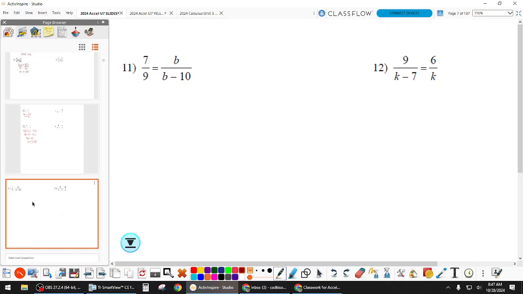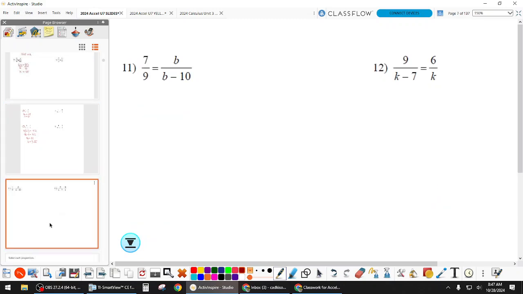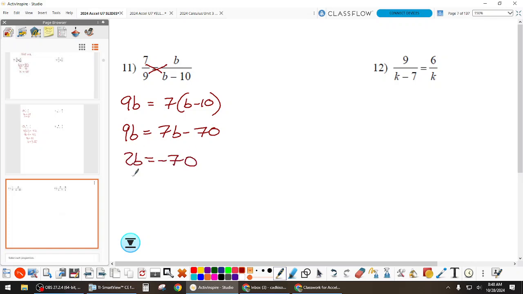So if you're looking at these two, they have variables in 2 places. So if we compare that to what we just saw, variable in 1 place, variables in 2 places now. Any difference in the strategy? Nope. So take your cross product. We'll get 9b equals 7 times b minus 10. And like I said, it's just a difference in the steps required to solve from there. But otherwise, it's the same process. Any questions on those guys?